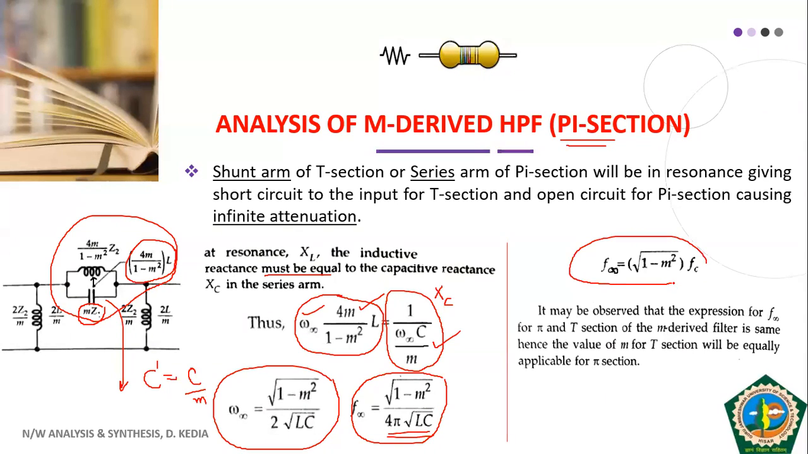So again, this expression for pi section of high pass filter is also the same. You can say that whether it is low pass filter or high pass filter, in case of T section and pi section, the resonant frequency expression is the same for both the sections of a corresponding filter. I hope this is clear to each and everyone.